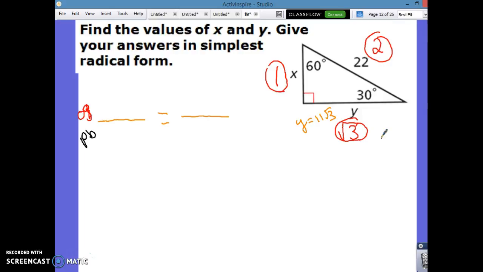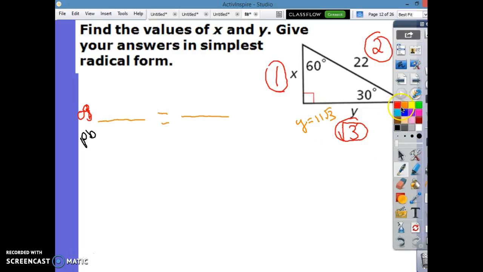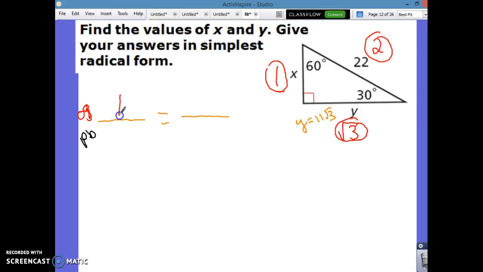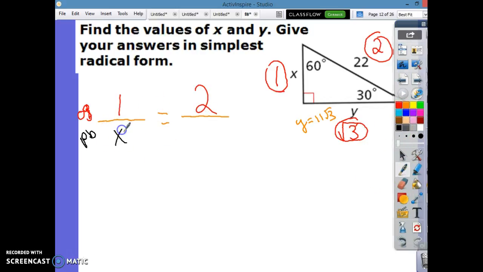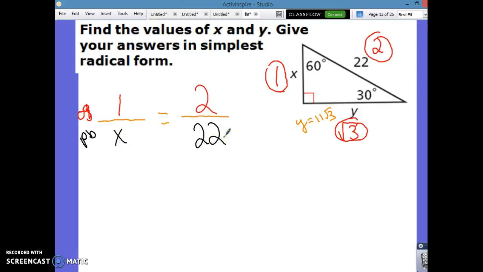Sorry, let me get the correct color pen. Go ahead. 1 and 2. Excellent. X and 22. Great job. Now, you'll notice here, Zainab did a great job of keeping both of the red numbers, or the numbers from the general diagram, on the top and consistent, and then the black numbers on the bottom from the problem. Same line, same information.